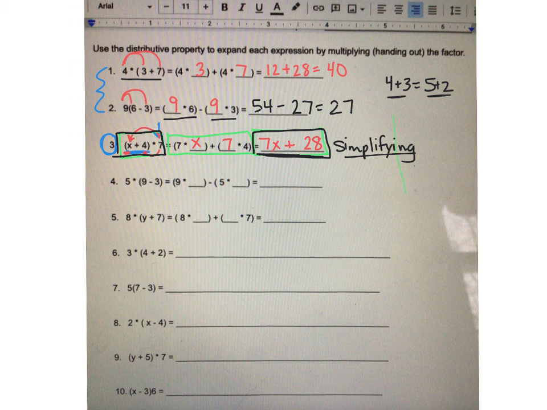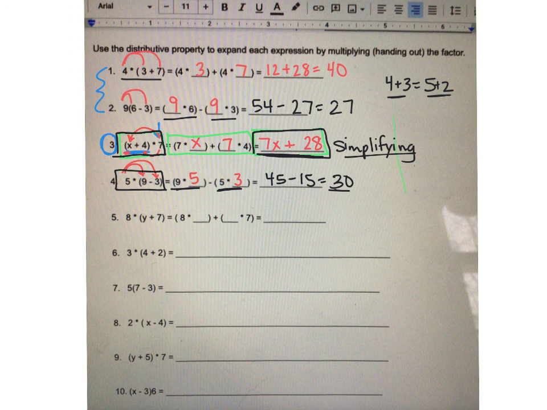Let's continue. I'm handing out the 5. 5 times 9, so I'm going to fill that in. 5 times 3 is 15. And then I can simplify. 9 times 5 is 45. 5 times 3 is 15. I subtract, I get 30. This expression here is equal to 30.